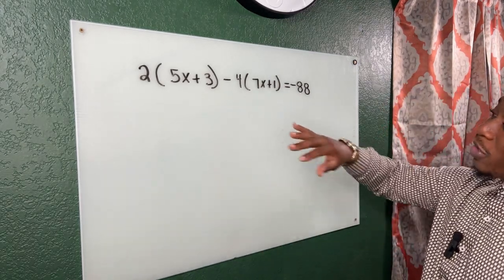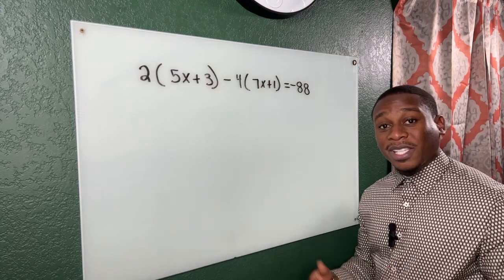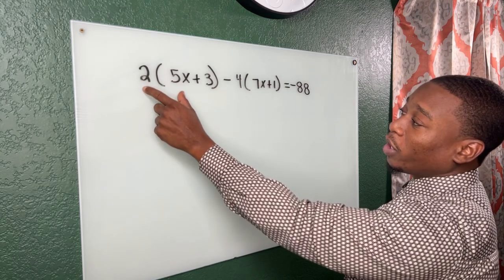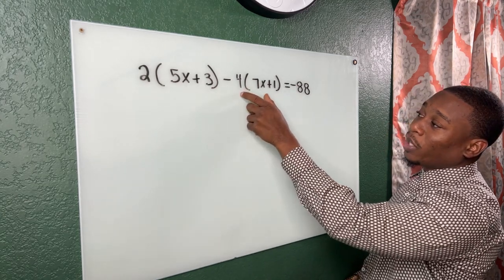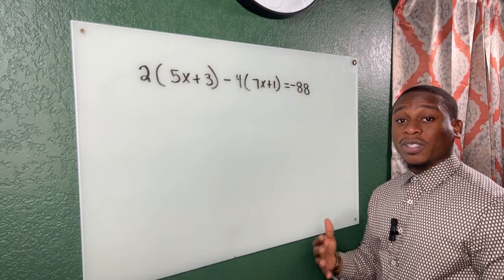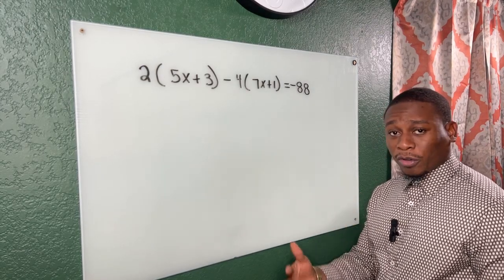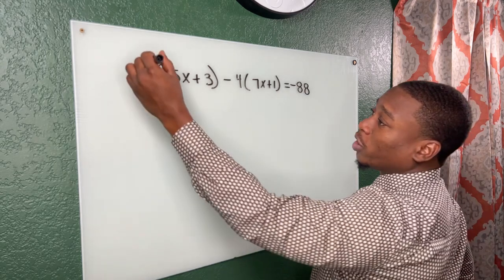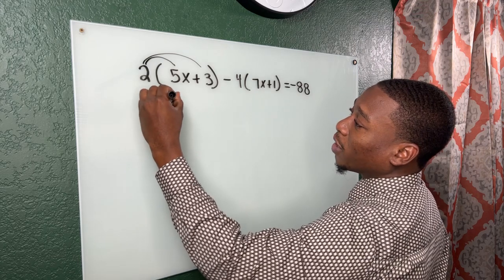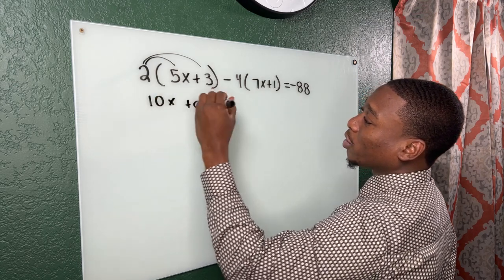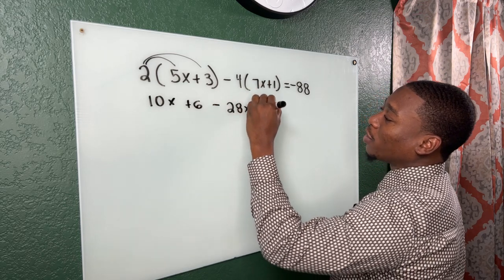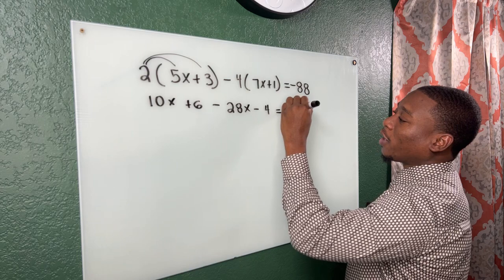So when we look at this first example, we just need to see what's going on with the problem. I noticed that we're going to distribute here, and we're also going to distribute here, and that this is negative. So let's always look at the problem to see what's going on and to make your first best step. So we're going to distribute 2 different times. So once we distribute, we'll have 10x plus 6 minus 28x minus 4 is equal to negative 88.